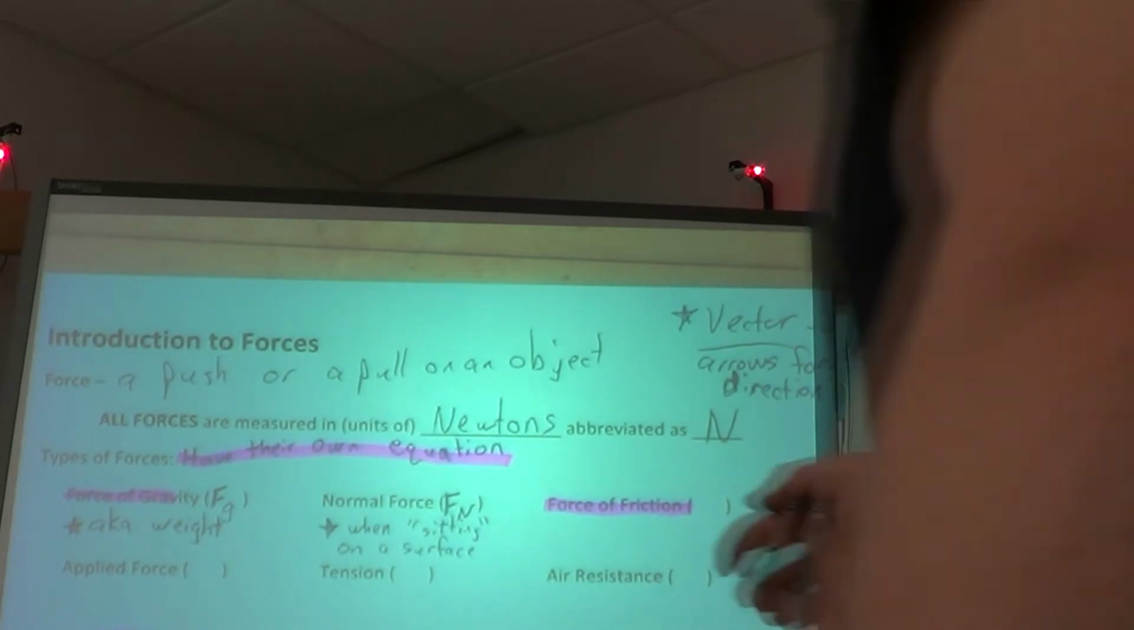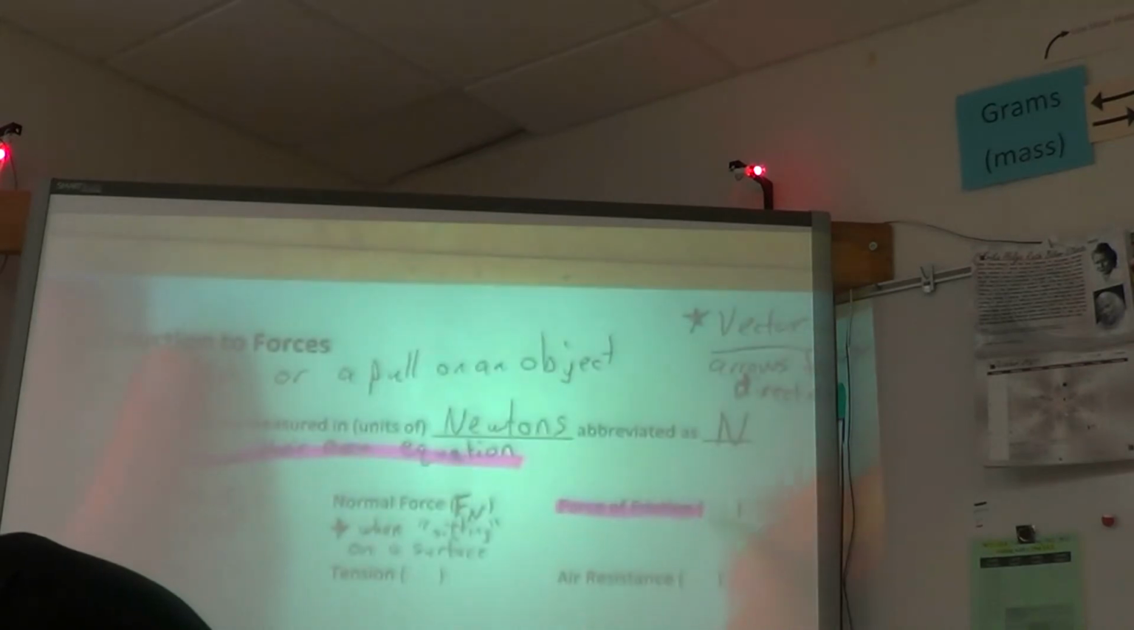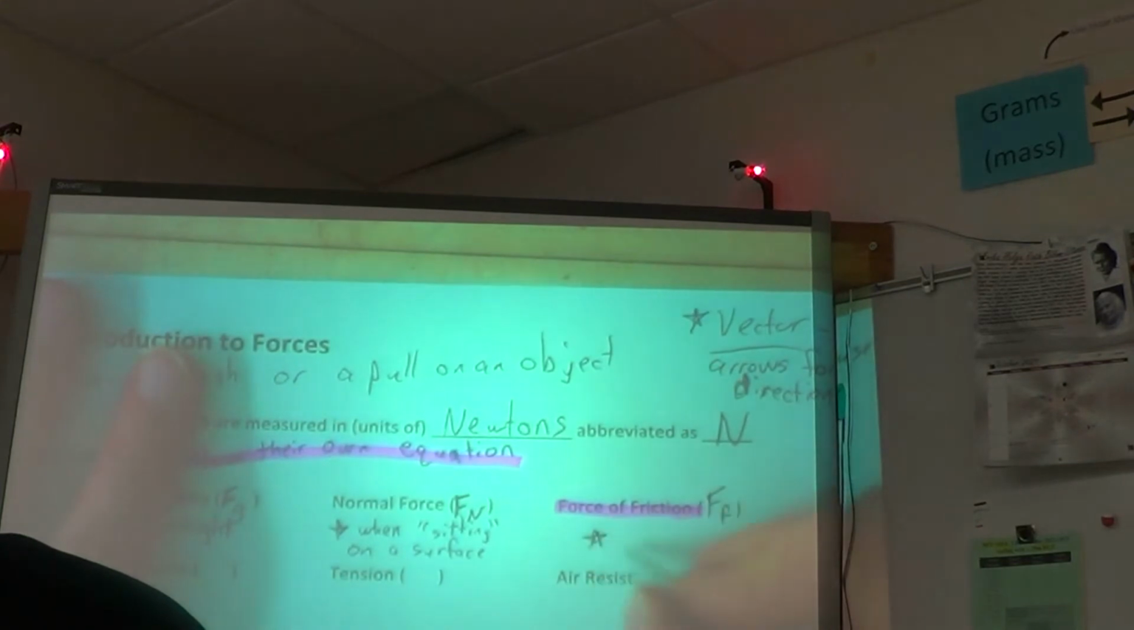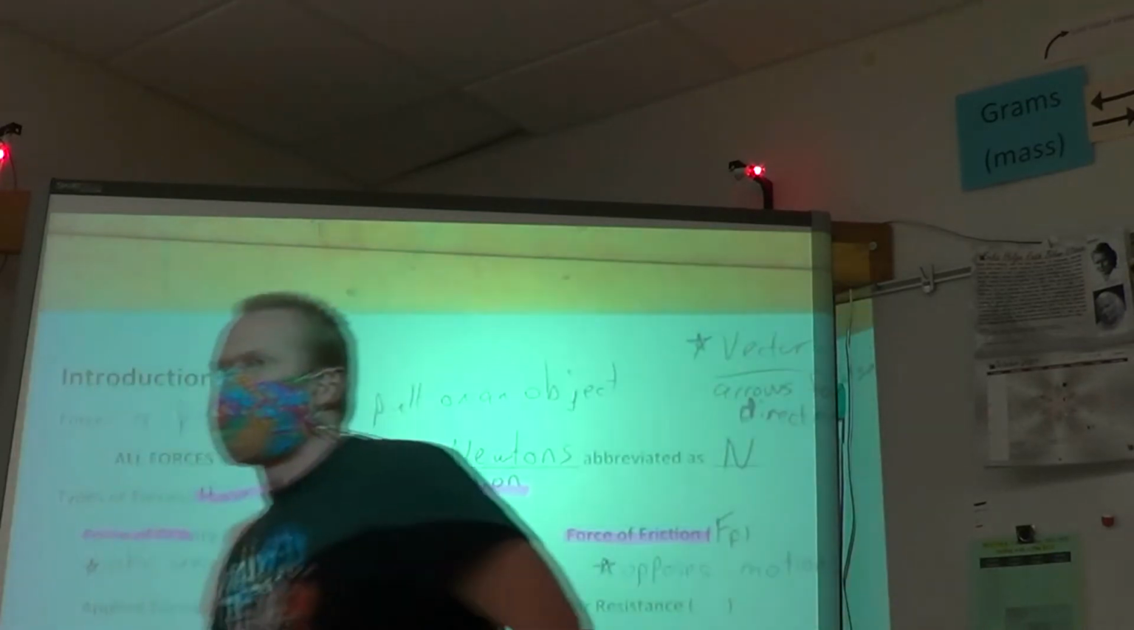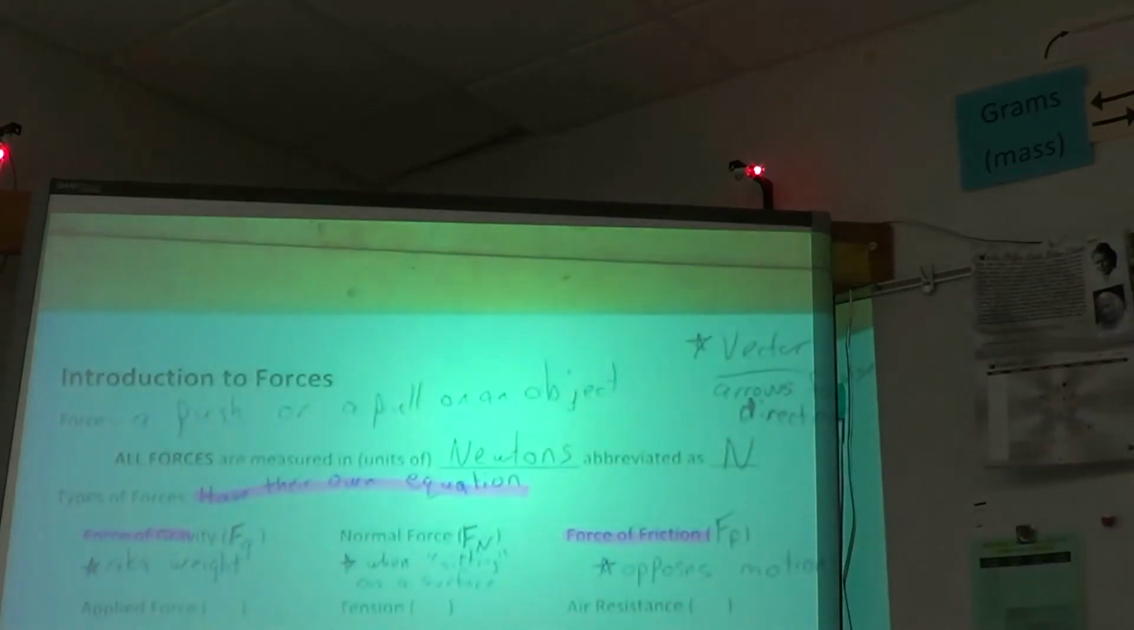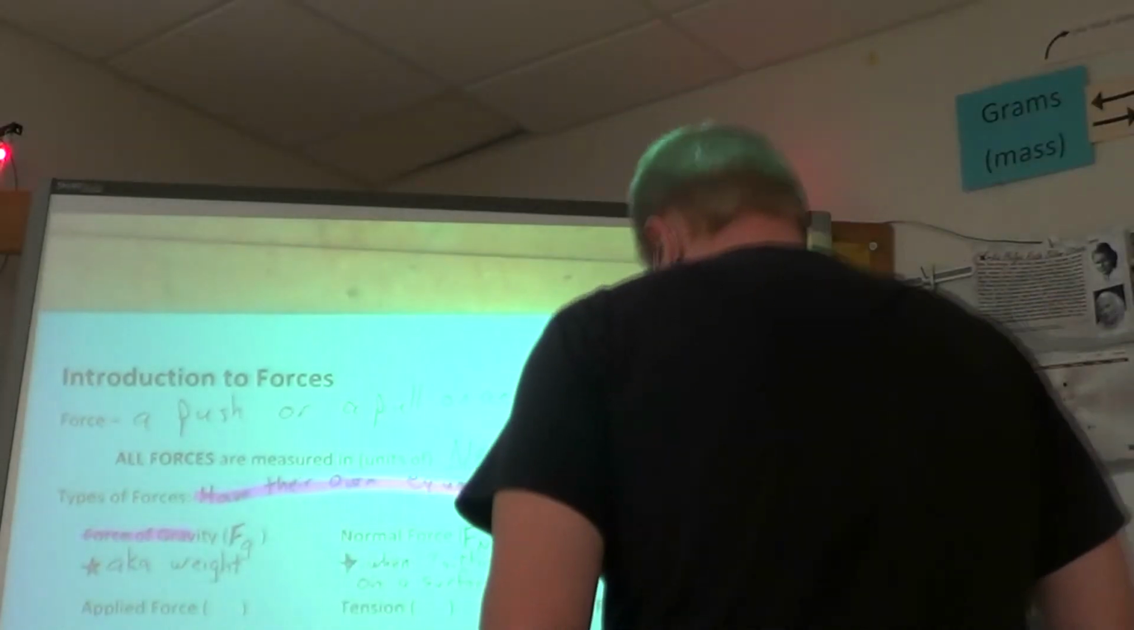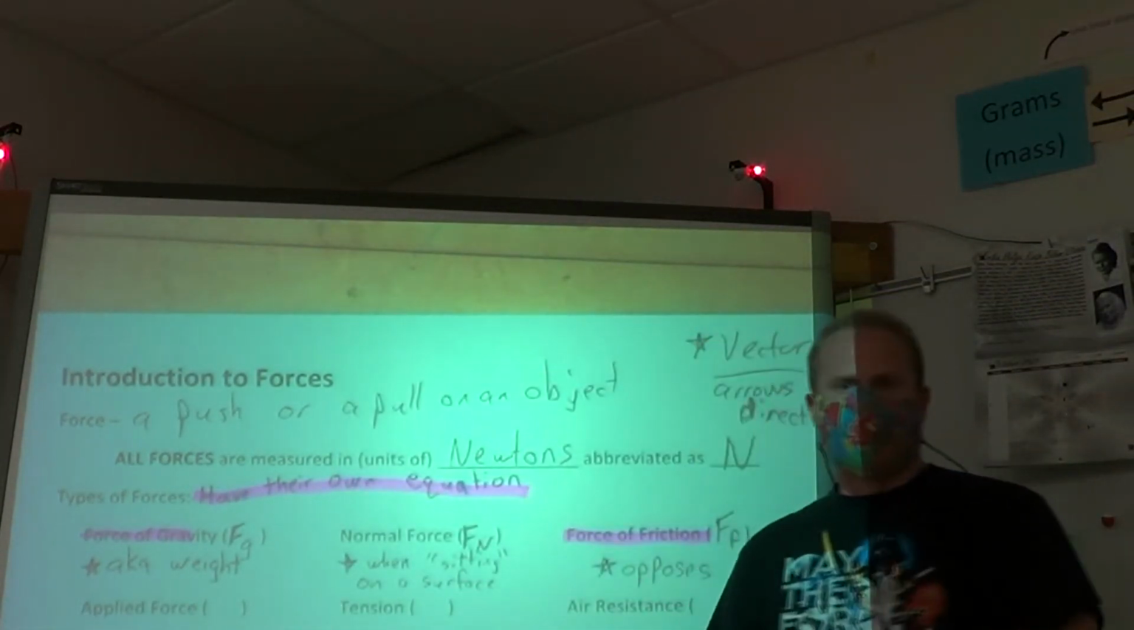Force of friction is simply F of F, subscript F. One thing to remember about friction, and we'll talk about it more when we get to it, is that it always opposes motion, which means it always acts in the opposite direction of the motion of the object. An example of something that opposes motion would be my stool.